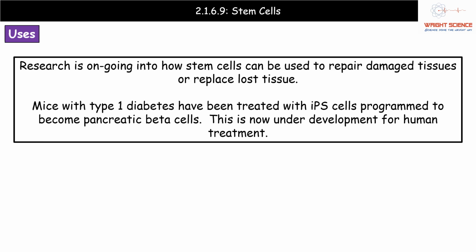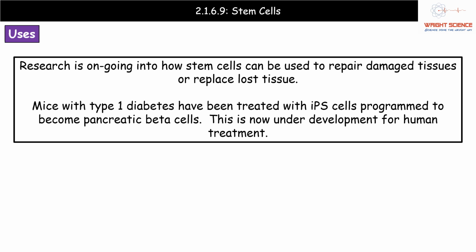So what we're opening up are the possibilities of potential medical treatments for diseases as a result of the use of stem cells. Now, this might be because we can repair damaged tissues, or it might be that we can replace tissue that's been lost for whatever reason. And a good example of where we have got quite a lot of research is in type 1 diabetes.